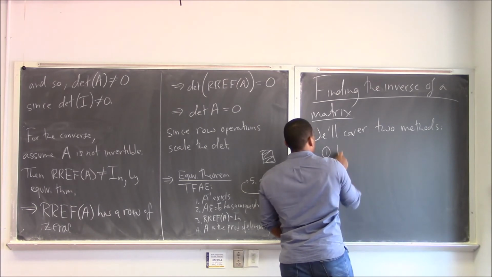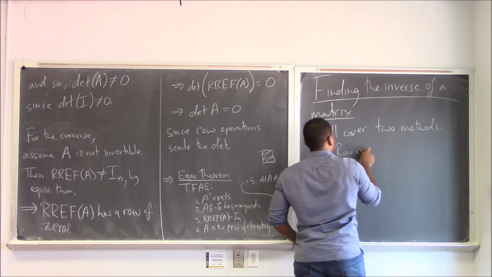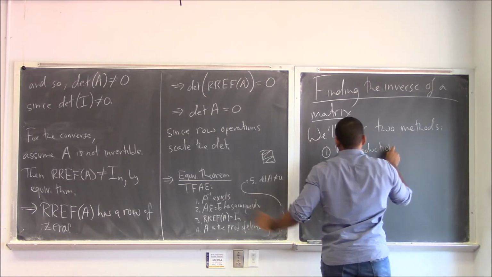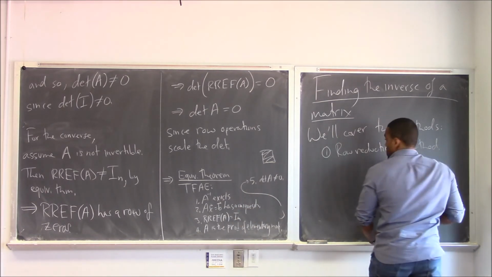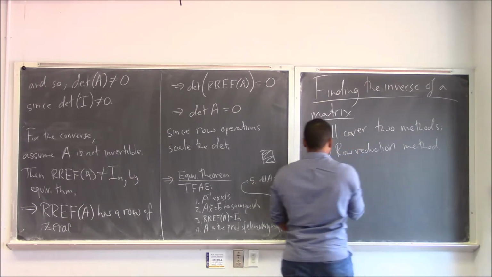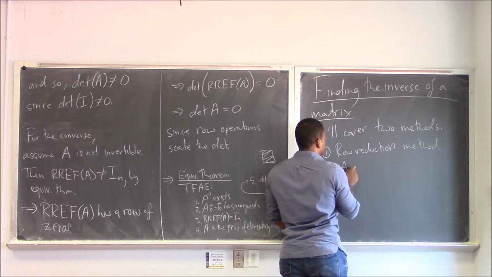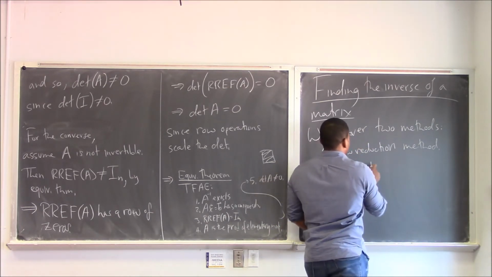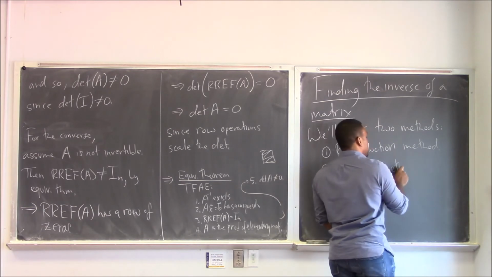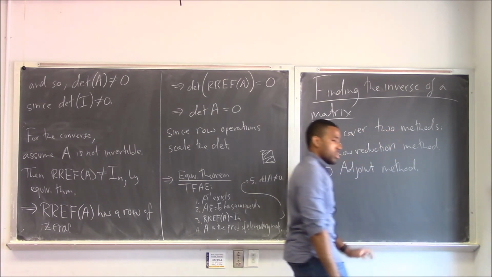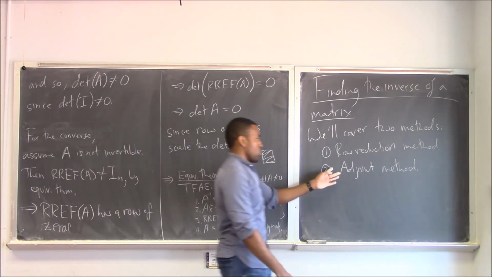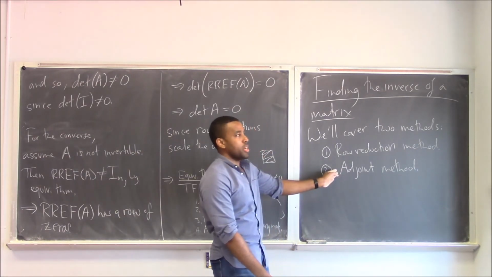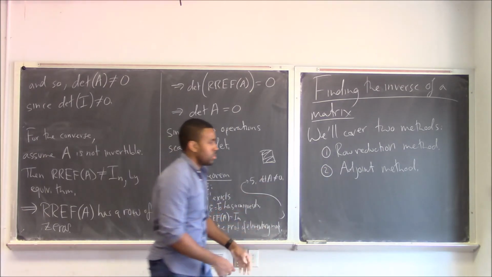We'll cover two methods. One is the row reduction method. It's the one that falls into our lap by the equivalence theorem. So I'm going to show you that one first because I don't have to justify it too much. Two, using something called the adjoint method. We're going to create a matrix that we call the adjoint matrix for the matrix A, and use that to find the inverse. But it has a weird definition. It's the transpose of the matrix of cofactors, and we'll talk about that.